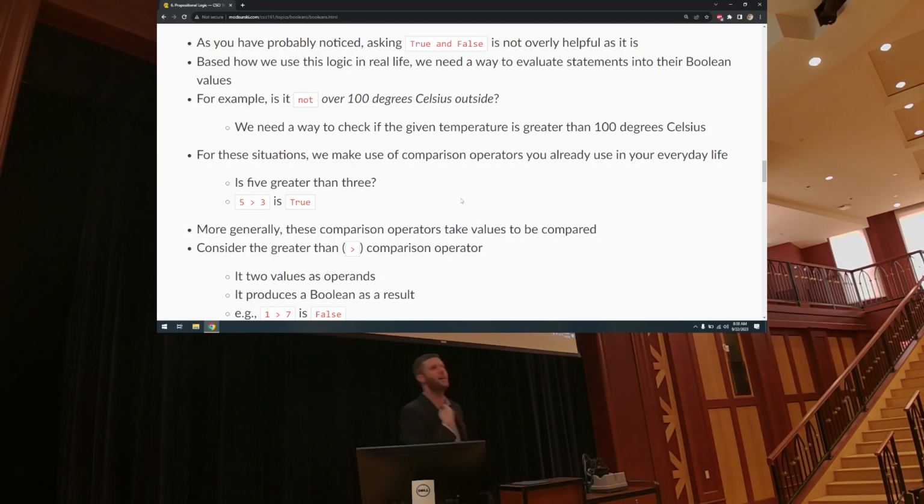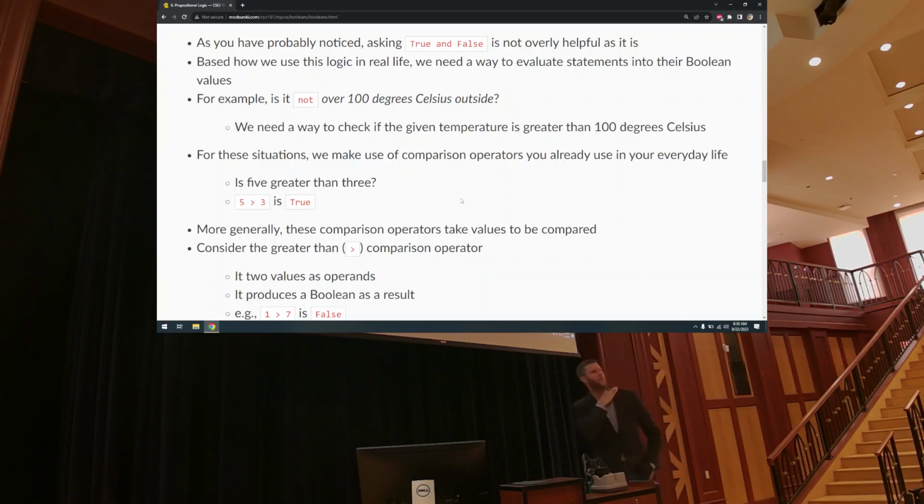So is 5 greater than 3? True. Now let me ask you this. Is 5 greater than 5? No, it's not. It's equal to 5. It's not greater than 5. Now raise your hand if your knee-jerk reaction was true. Or is 5 greater than 5? No, no one? Okay, that's fine.